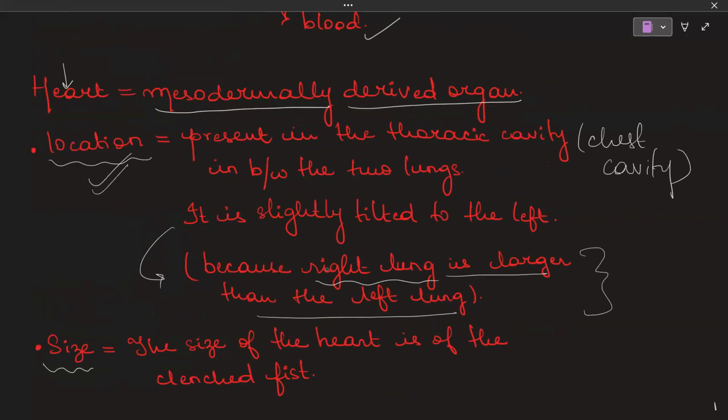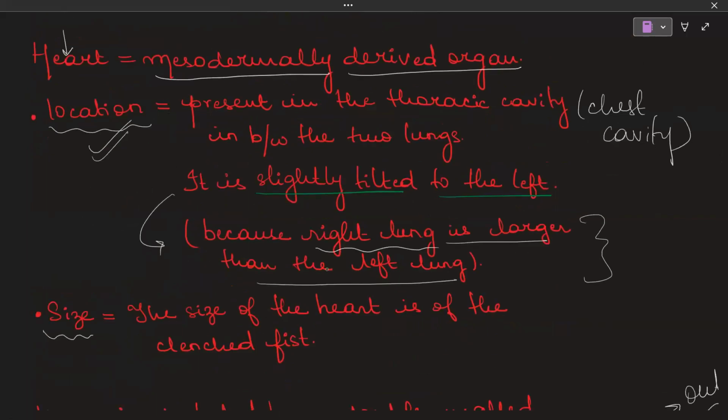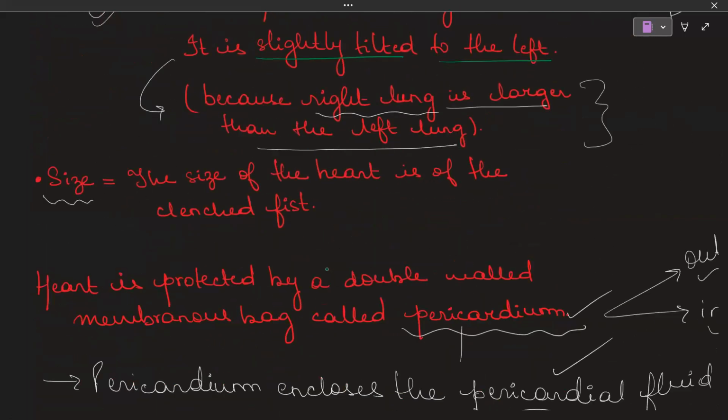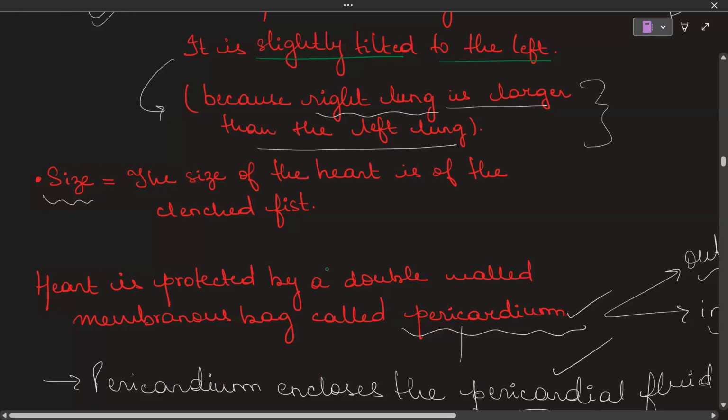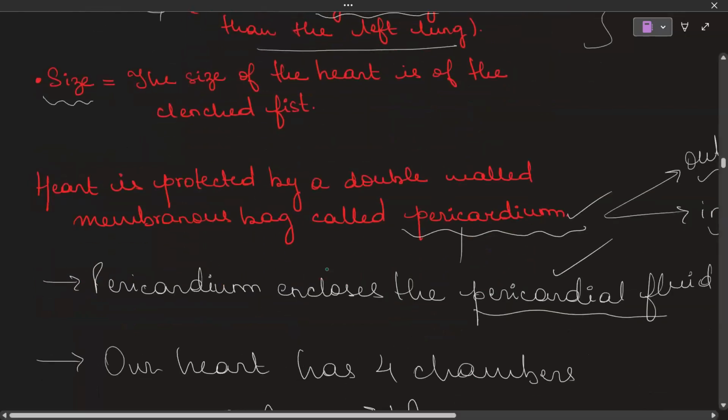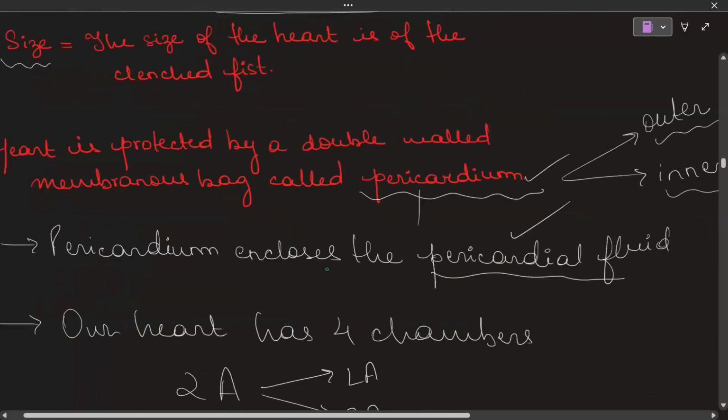Now where is it present? The heart is located in the chest cavity or the thoracic cavity in between the two lungs. It is slightly tilted to the left. There is a reason: the right lung is a little larger as compared to the left lung. That is why the heart is tilted. Roughly, the heart is the size of a clenched fist. The heart is protected by a double-walled membranous bag known as the pericardium.